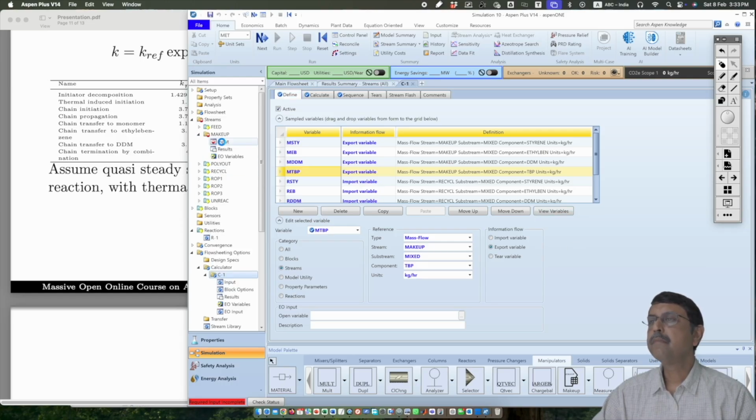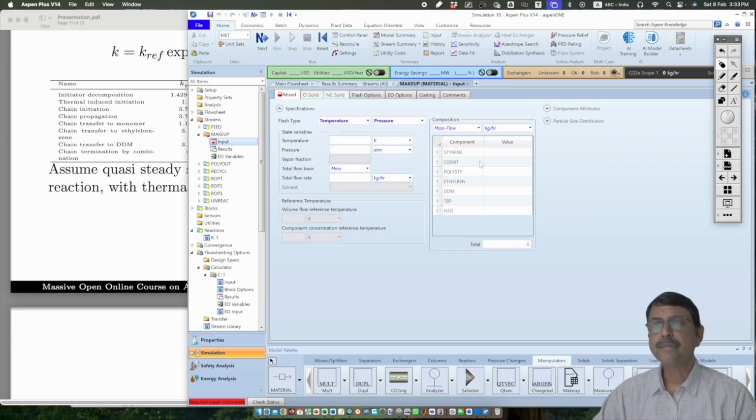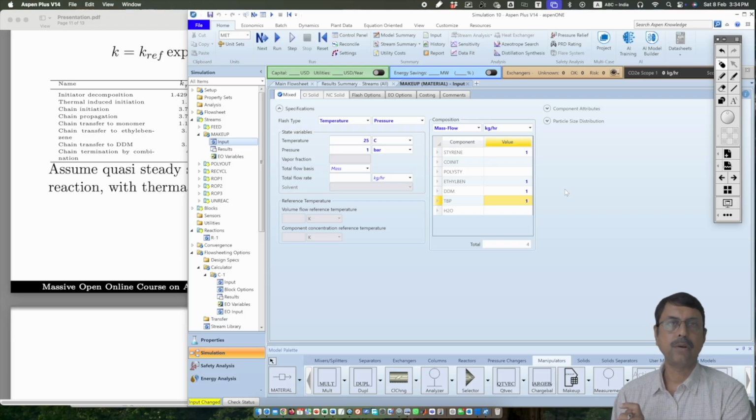In the makeup stream, we have to give some dummy value. Although this makeup stream, they will be calculated, but we have to give some dummy values. Obviously, the temperature and pressure we have to provide. But here we have to give some dummy value. Let us give 1. This is 1, this is 1, and this is 1. Now these are all dummy values because ultimately they will be calculated by this calculator block. Okay, so makeup stream mass flow of styrene, makeup stream mass flow of ethyl benzene, makeup stream mass flow of DDM, and makeup stream mass flow of TBP, all will be calculated through the calculator block. Okay. Now the system is ready for run again. So run it.